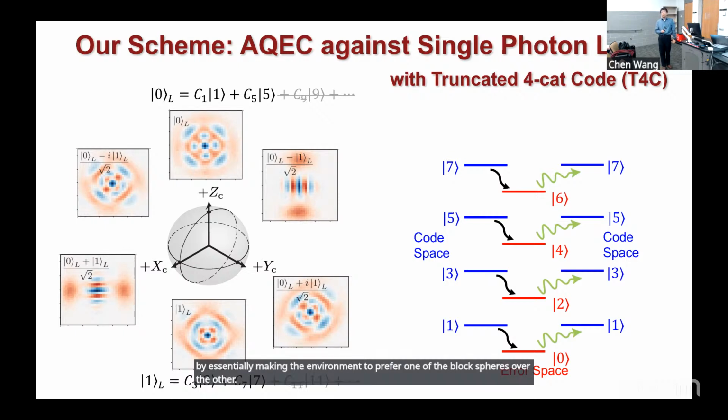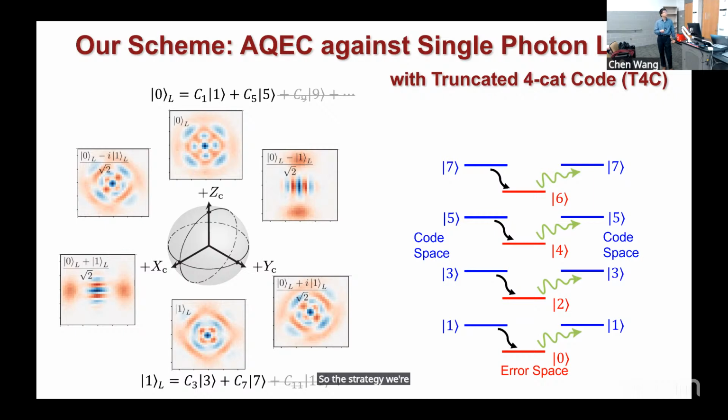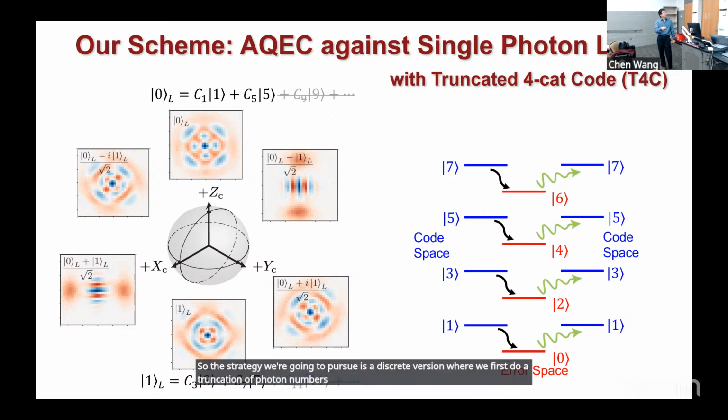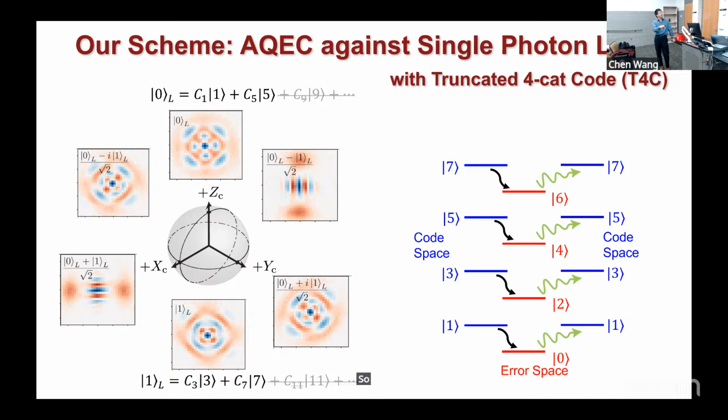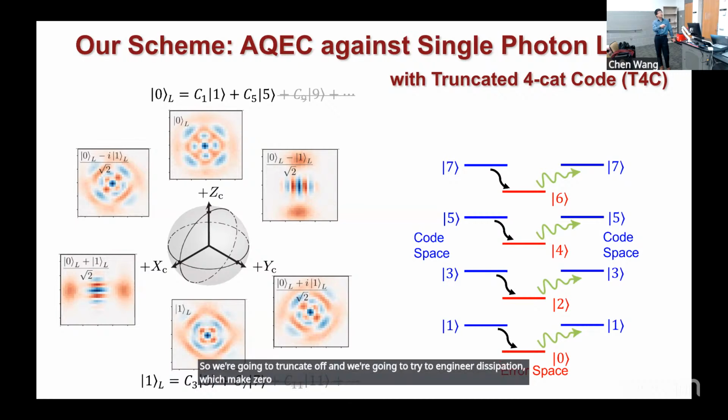So the strategy we're going to pursue is a discrete version, where we first do a truncation of photon numbers, because you really don't need a large photon number for the cat code. Even the Yale experiment used very small cats. Photon numbers above 8 or 9 have very small probability in this kind of code anyway. So we're going to truncate, and we're going to try to engineer dissipation which makes 0, 2, 4, 6 unstable and 1, 3, 5, 7 stable.